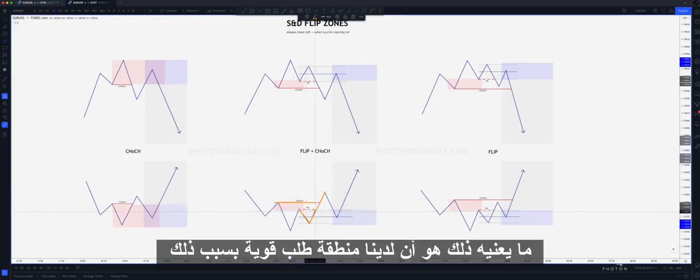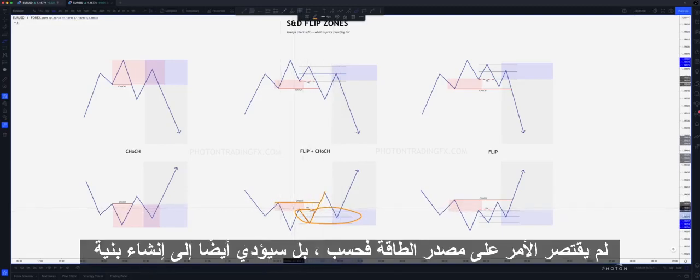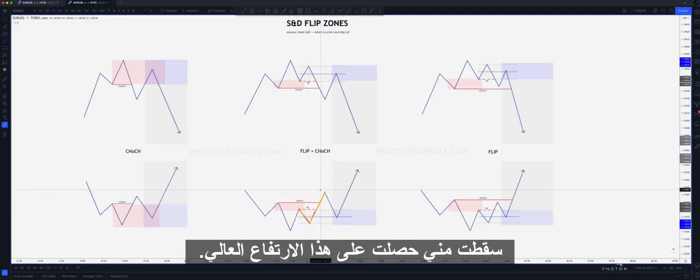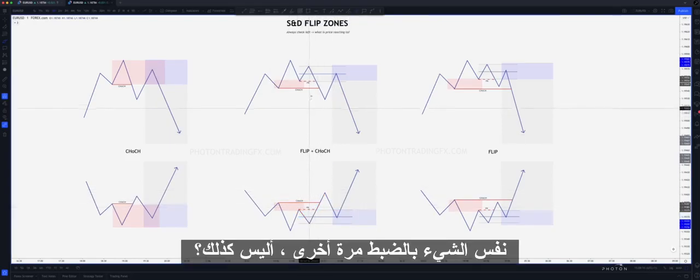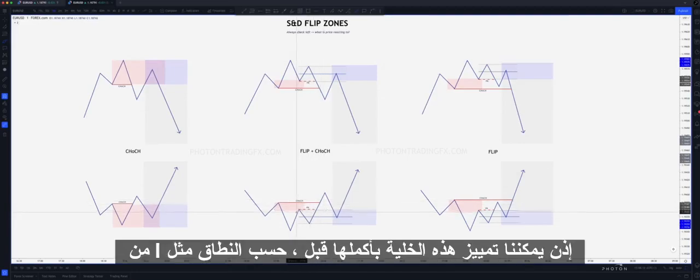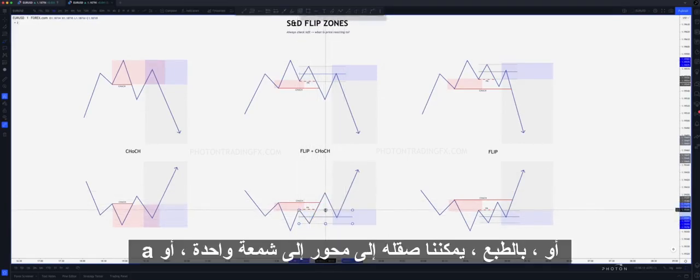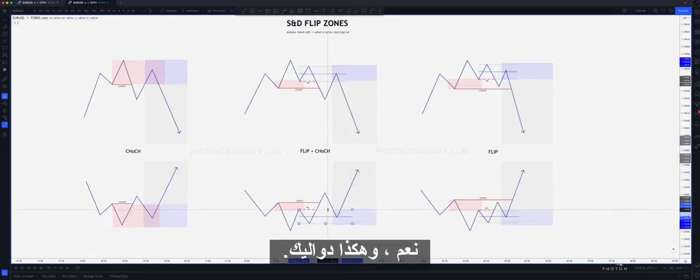So what that means is we now have a strong area of demand, because not only did it overpower supply, but it also caused structure to fail, and we got that higher high. So exact same thing again, as we looked up here, but the opposite. So then we can mark out this whole sell before the buy range as our area of demand, or of course we can refine it, to a pivot, to a single candle, or a fractal refinement, so on and so forth. And that's it really.